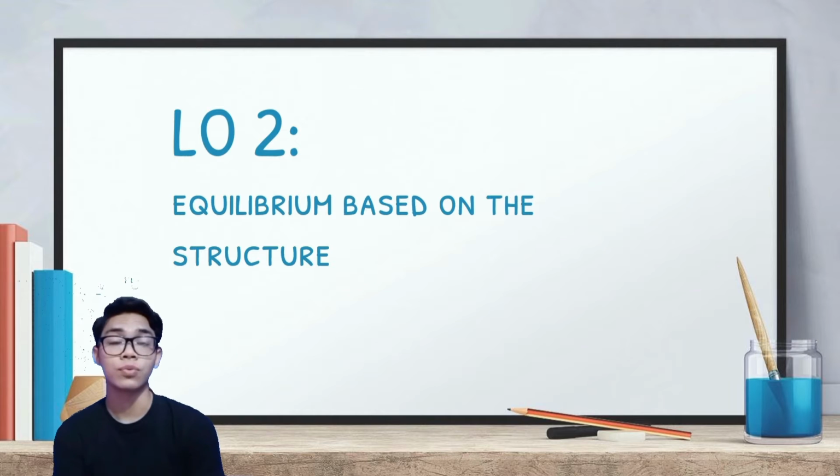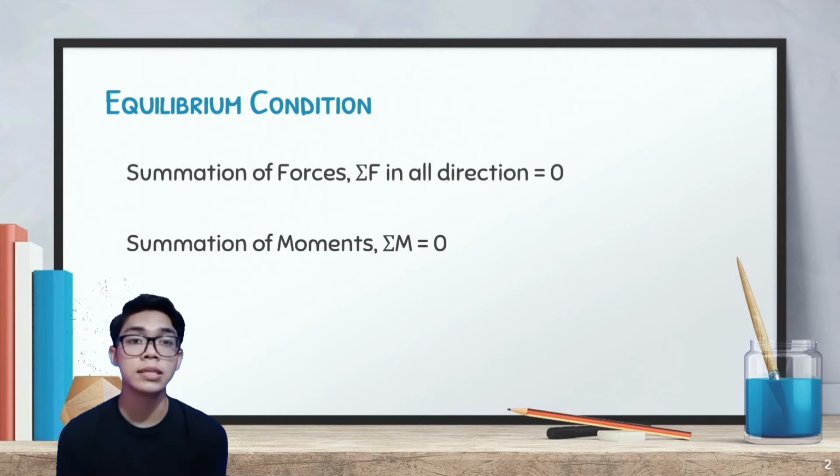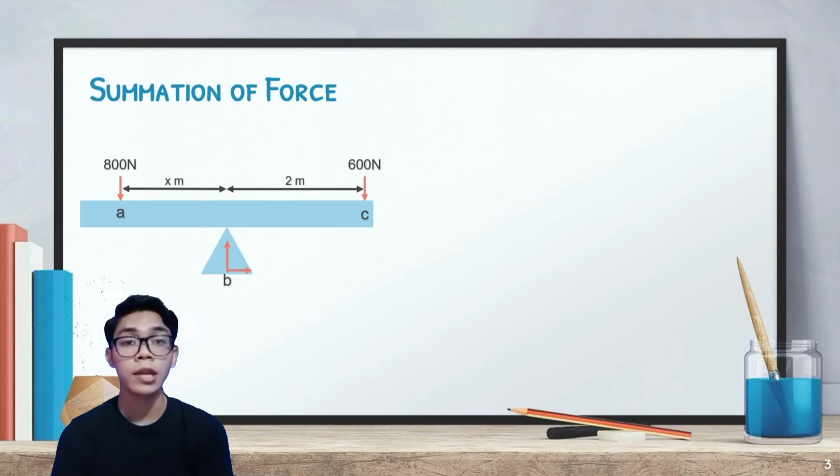Now, I'm going to continue on the second LO, which is the equilibrium based on the structure. As the structure, the seesaw, is in equilibrium state, the summation of force and the summation of moment must be equal to 0. In this situation, we cannot include force in the x direction because all the movement is in the upward and downward direction. The summation of force in the x direction is equal to 0, and therefore Bx is equal to 0.